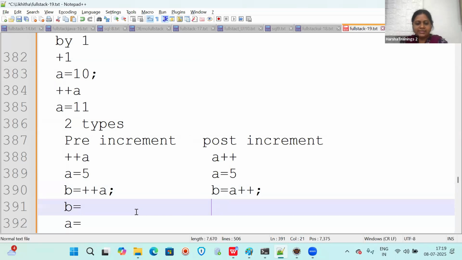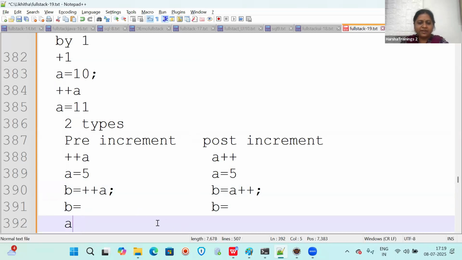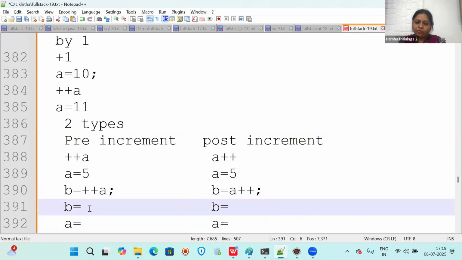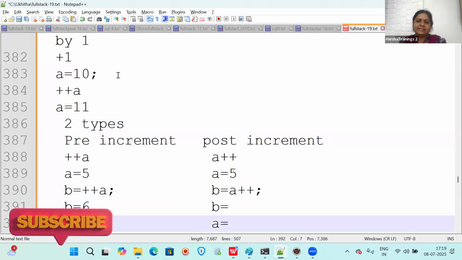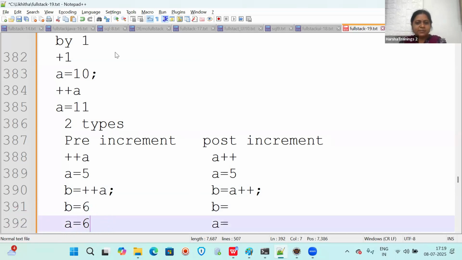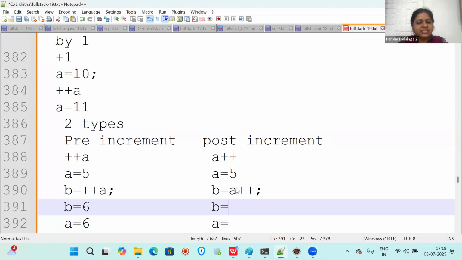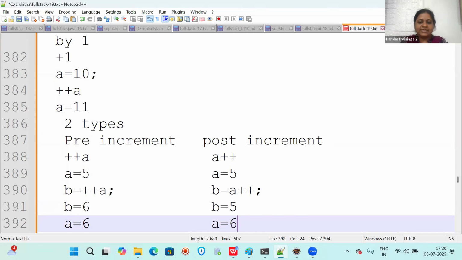If you are asking what is the value of B and what is the value of A? Now here the increment is done before only. So 5 becomes 6 and it is stored in both the places. In both the places it becomes 6. Now here in the post, what will happen? First, the value of A is stored in B and then it is incremented and stored in A. So in the post increment, the value of B will be 5 and the value of A will be 6.